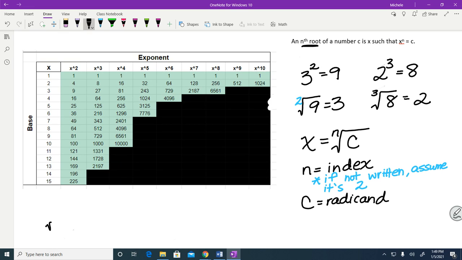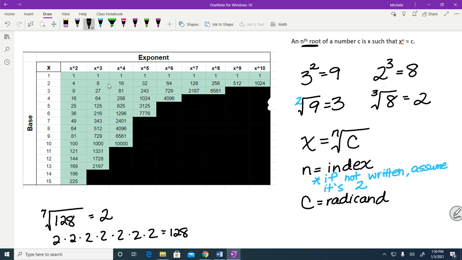Let's say I wanted to find the seventh root of 128. To use my power chart, I would go to the seventh powers, the seventh root, find 128. And the seventh root of 128 is 2, because 2 raised to the seventh power is 128. In other words, 2 times 2 times 2 times 2 times 2 times 2 times 2 is 128. So this chapter we will be finding all kinds of roots in lots and lots of different ways.